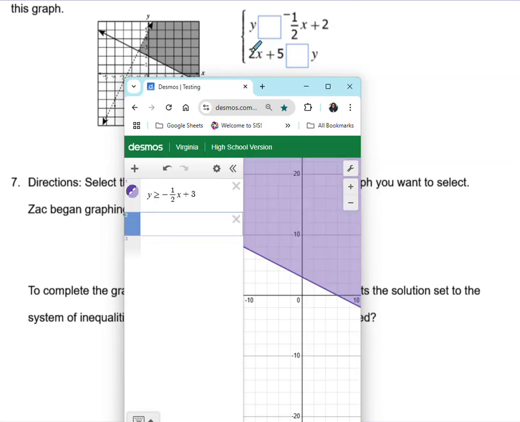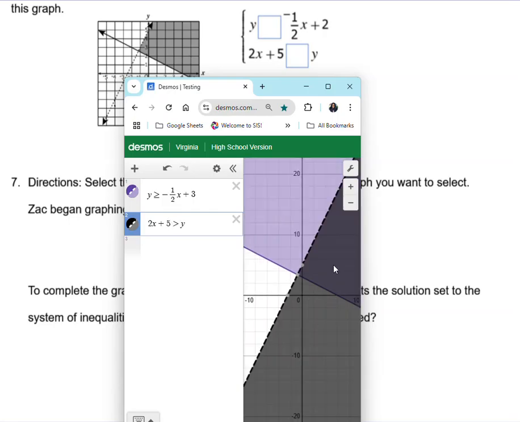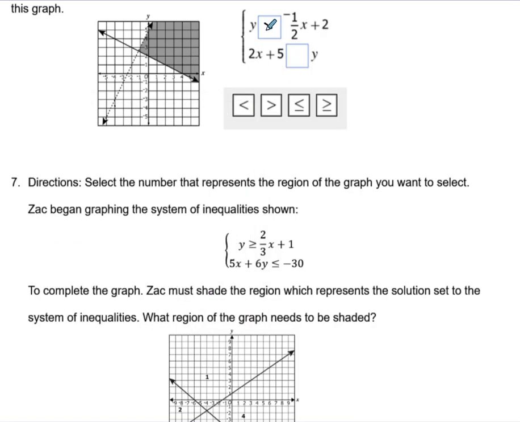And then the second one is going to be the other line, right? So 2x plus 5 is equal to y. So that's this line right here. And it's a dotted line, so I'm going to have to change the inequality to either less than or greater than. Well, when I put less than, it got shaded above, but I want it to be shaded here, so I'm going to change that to greater than. So there you go. That's my answer that I have here. Okay? So this is going to be greater than or equal to. And then the other one that matched in Desmos was also greater than. Okay? So there you go.